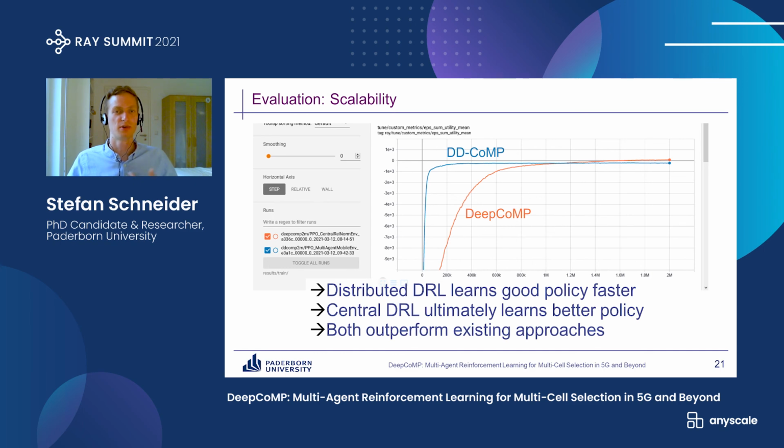But if we keep on training and train for long enough, ultimately the centralized approach learns a slightly better policy than the distributed approaches, simply because it does have this global and centralized view and control of all users. And so overall, our distributed DRL approaches learn good cell selection policies really quickly, whereas the centralized approach needs some longer time to train, but then ultimately learns a policy that's slightly better. And both of these approaches, or actually all 3 of them, outperform existing approaches.